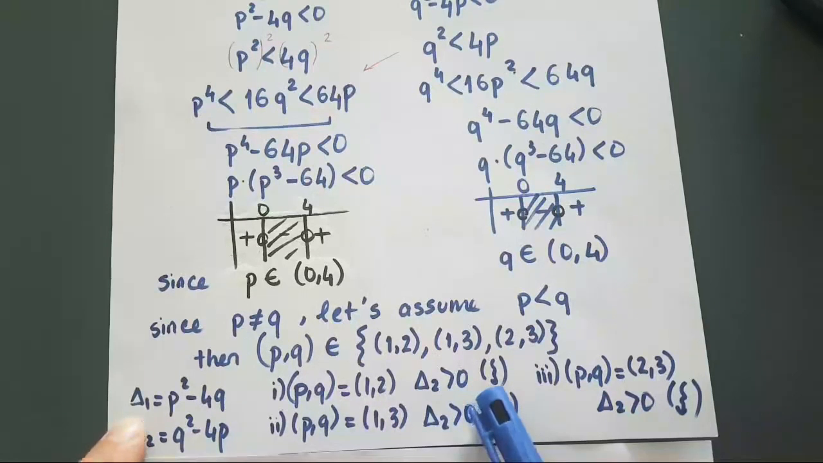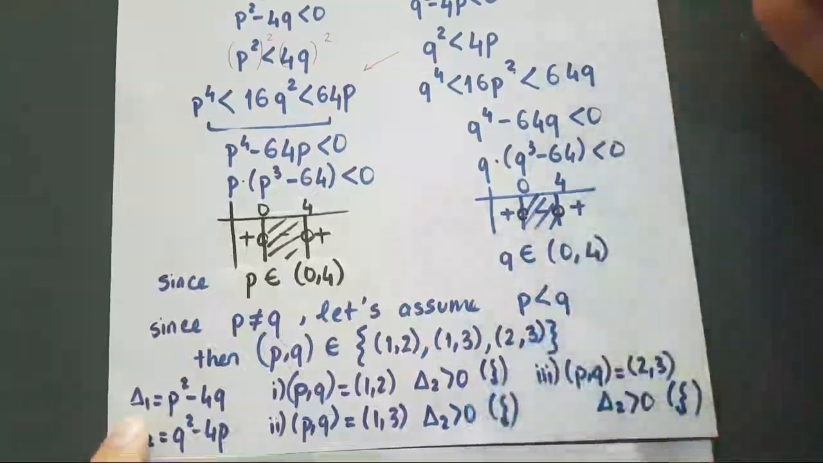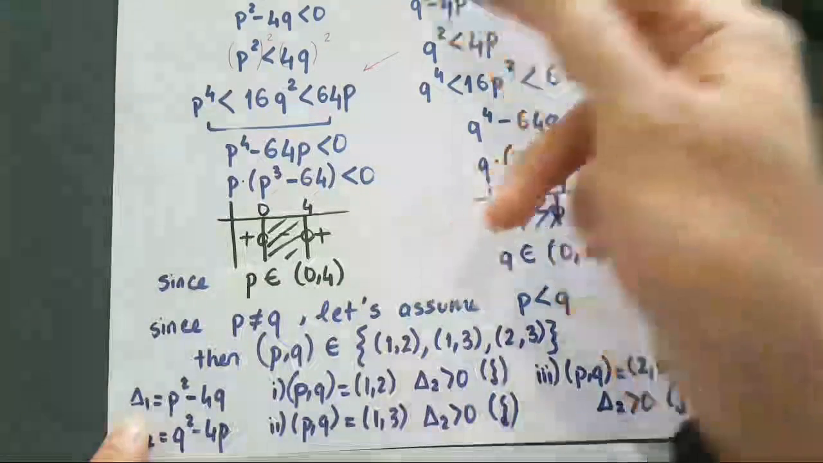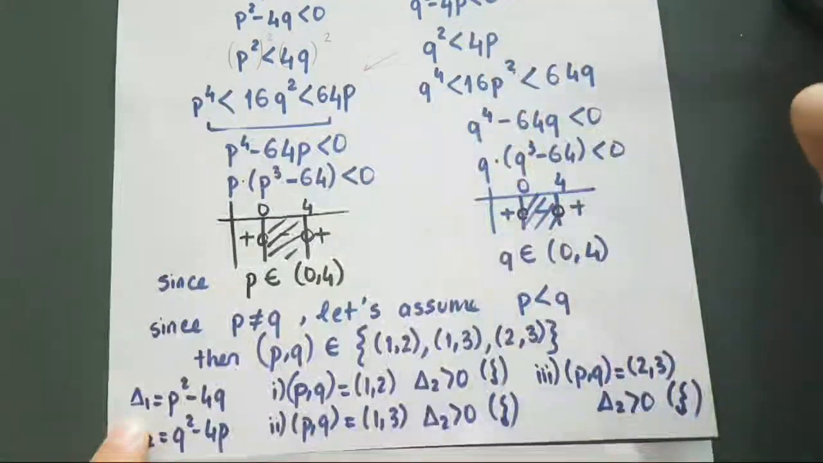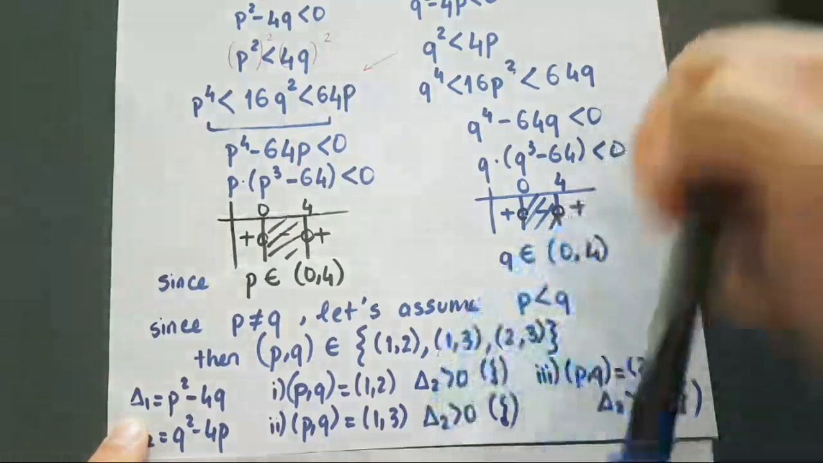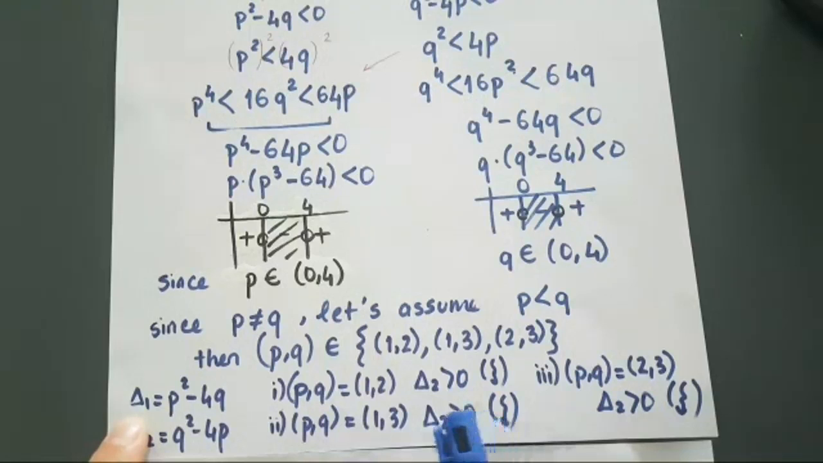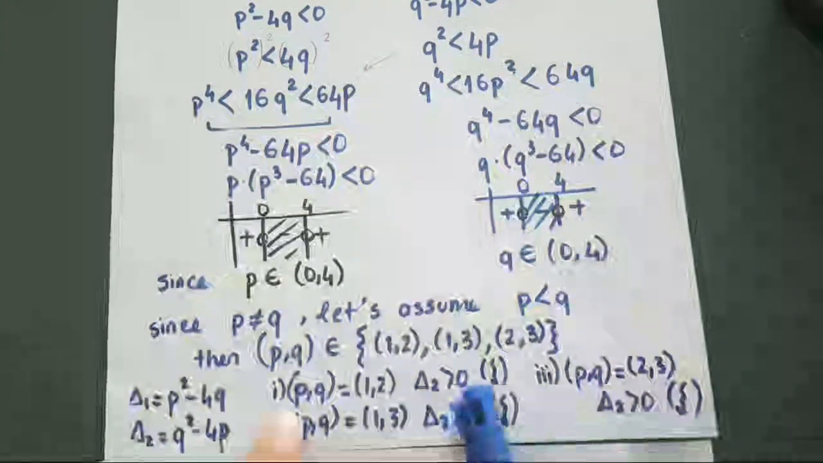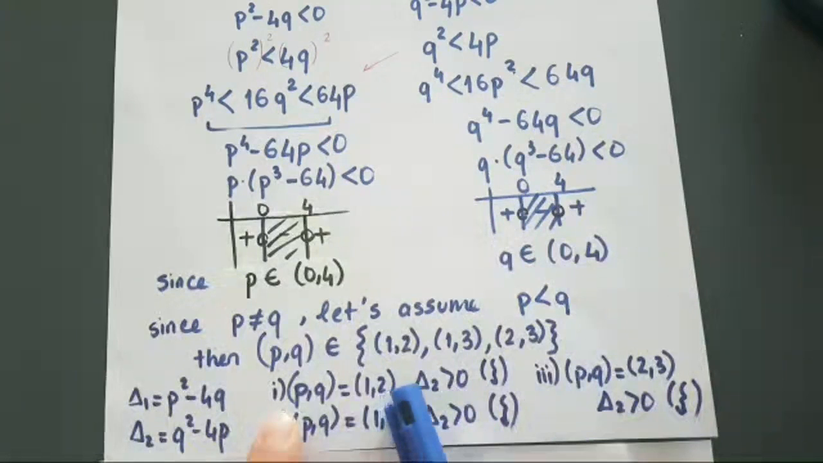Why? Because the question says, for which ordered pairs p and q does the equation have no real solution. If delta is greater than 0, we'll have two real roots. Delta 1 or delta 2, they cannot be greater than 0. So from the first case, I got delta 2 greater than 0. I failed. No solution from the first one.